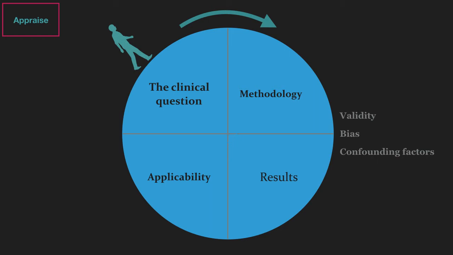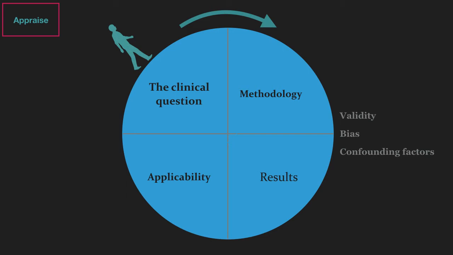To appraise evidence, I should appraise four main parts in the paper: the clinical question, the methodology, the results, and the applicability. The clinical question, to see what the researcher asked. And I can find this clinical question in the last paragraph of the introduction, or in their objective or aim.